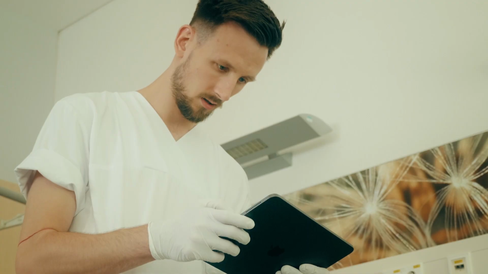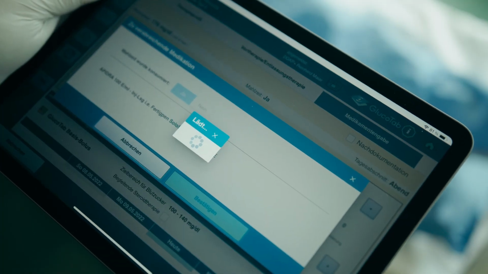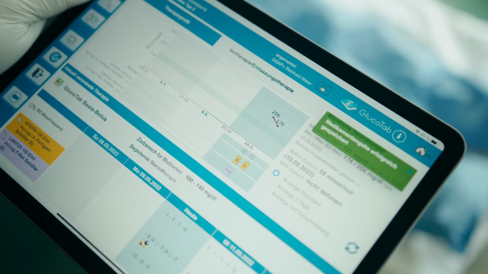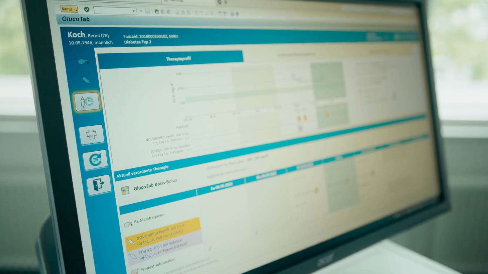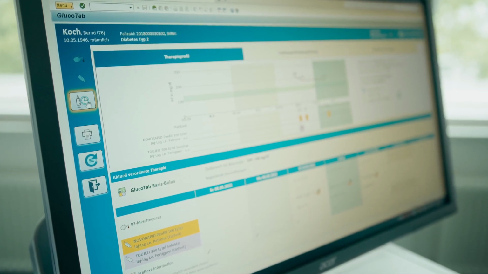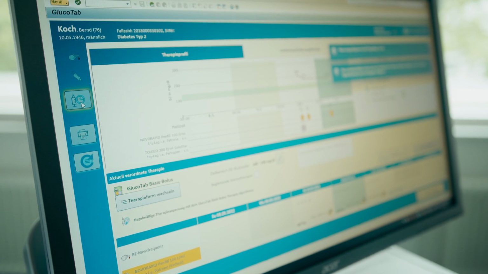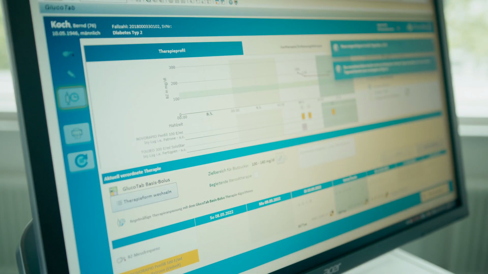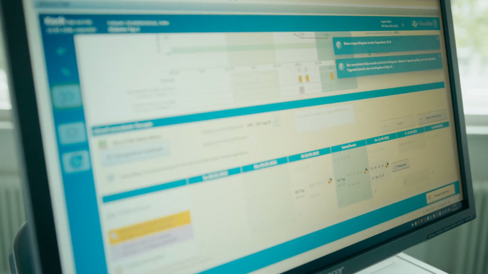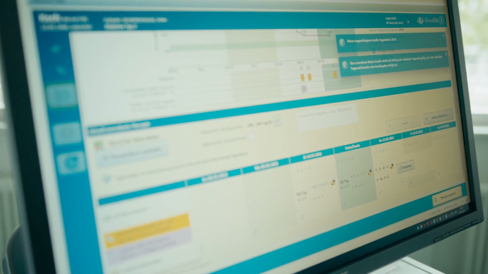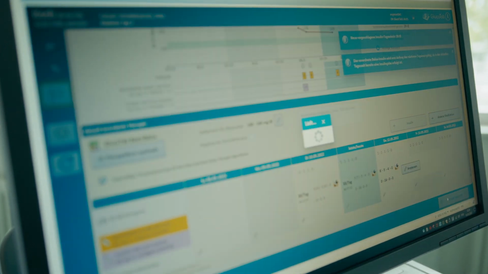After the insulin has been given, the administration is confirmed and the open tasks are completed for this time of day. Once a day, the patient's insulin requirement is reassessed. GlucoTab suggests a new daily dose based on the course of the therapy up to this point, which is confirmed by the medical staff.